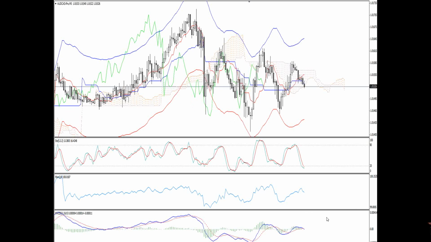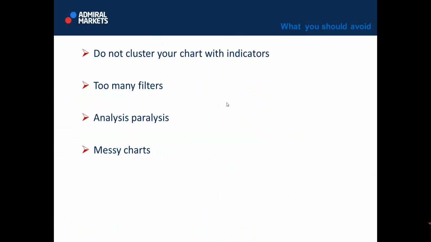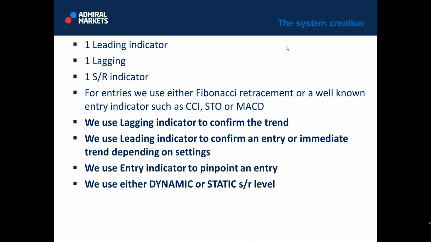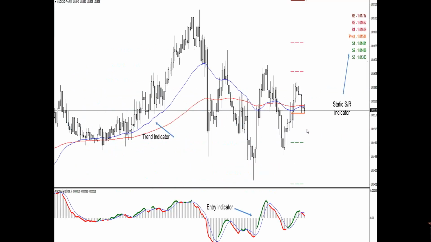So guys, these are things which you need in order to define a good system. One leading, one lagging, one support resistance indicator. So we use lagging to confirm the trend, we use leading to confirm an entry or immediate trend depending on settings, and we use an entry indicator to pinpoint an entry. Dynamic or static support level for target price and stop losses.